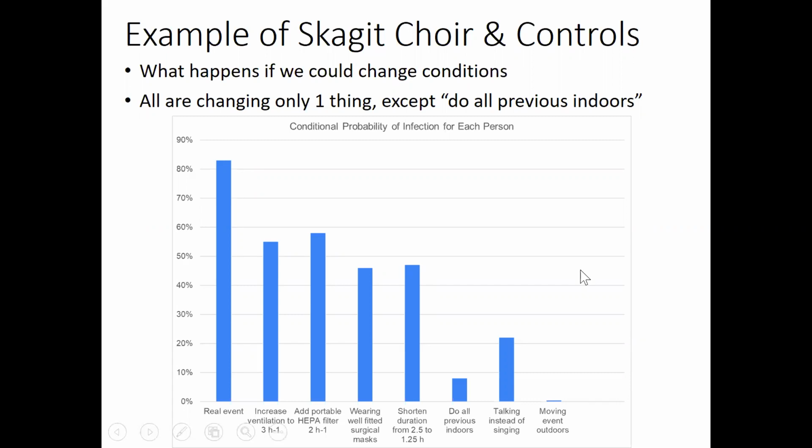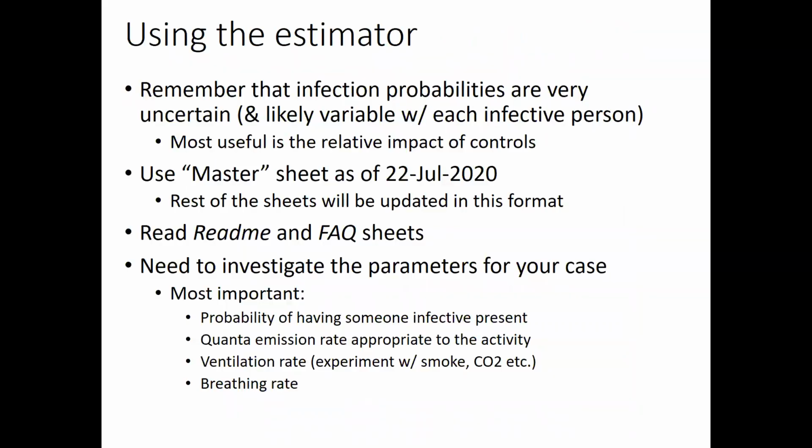Now we're going to use the estimator. Okay? So again, repeating, the infection probabilities themselves are very uncertain and they're likely variable with the person. And the most important thing is the relative impact of controls.